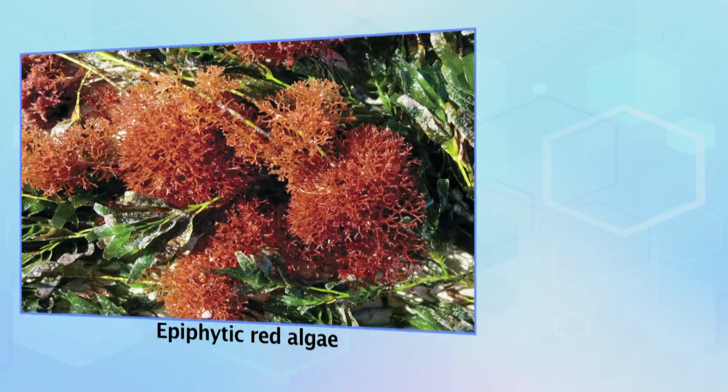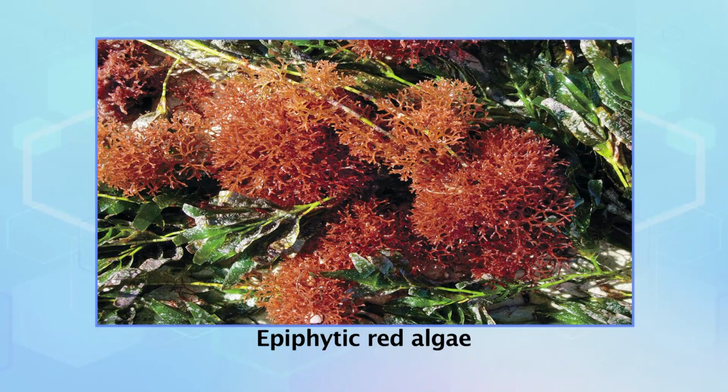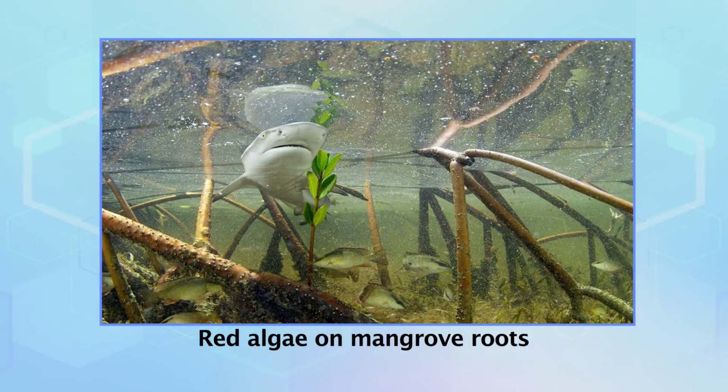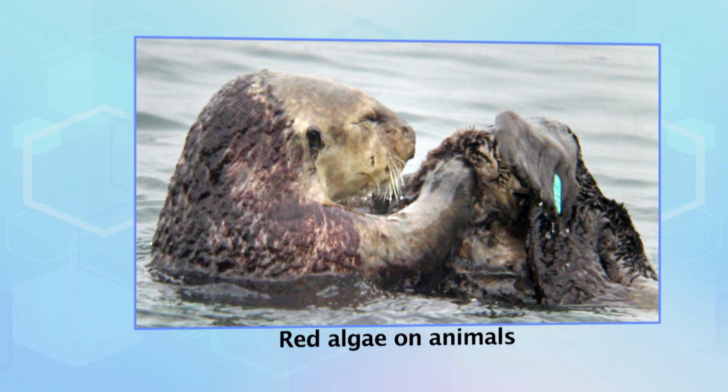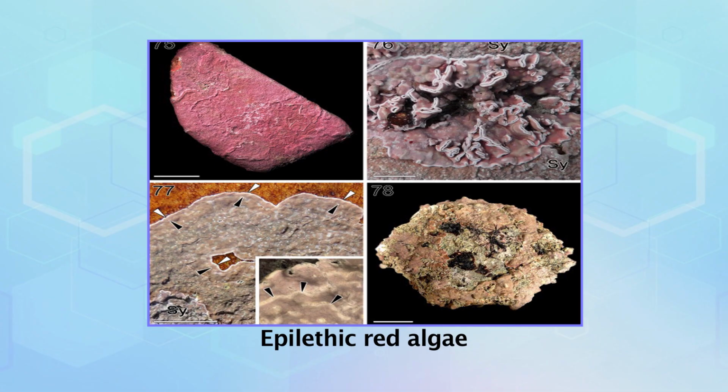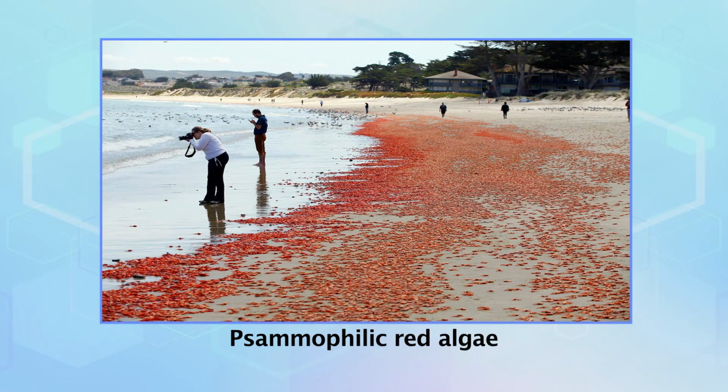They have wide range of occurrence such as epiphytes on other algae, seagrasses or mangrove roots, epizoic on animals, epiphytic on pebbles and rocks, and psammophilic in sand. The rhodophycean organisms range from autotrophic, independent complete plants to completely heterotrophic parasites.